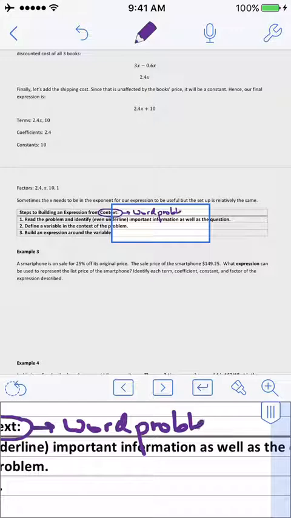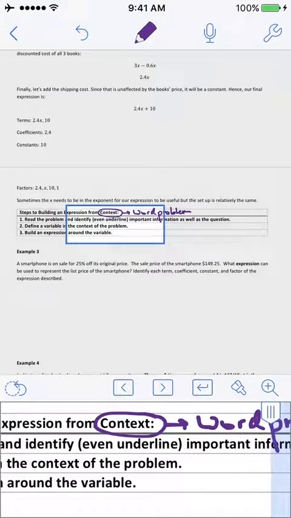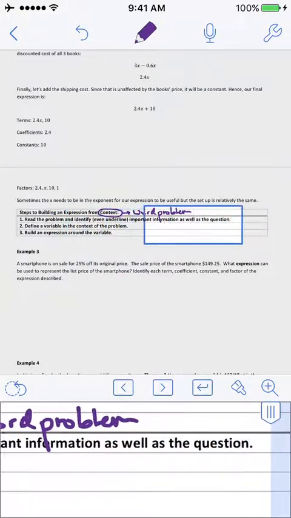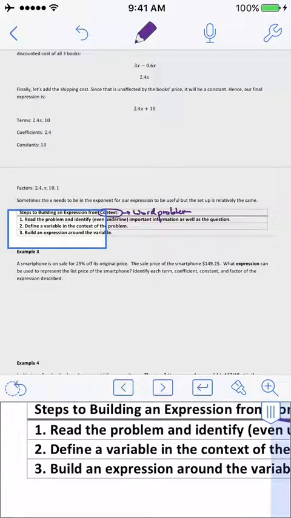Word problem. So context is a word problem. Context is a situation and some sort of event going on, right? So these are sort of your steps for a word problem. You want to read the problem and identify, maybe even underline, important information as well as the question. We saw it in a previous video that is an incredibly powerful tool. It takes huge paragraphs and makes them into nice, concise little bits of information. So make sure that that's the first thing you always do. Don't just stare at the problem and cry.